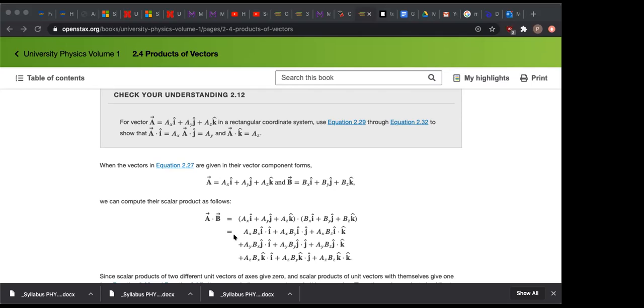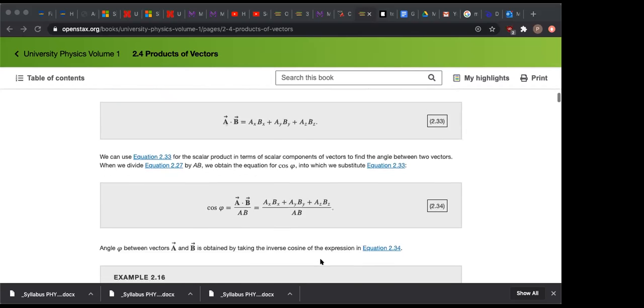So what they do here is they actually do like the FOIL method, I guess, between these two vectors, and everything that is not i dot i or j dot j or k dot k, those all go to 0. So these two go to 0, this one goes to 0, these two go to 0, this one goes to 0, and all you're left with is the stuff on the diagonal here. The x components multiplied together plus the y components multiplied together plus the z components multiplied together. And that's the dot product in quick form.